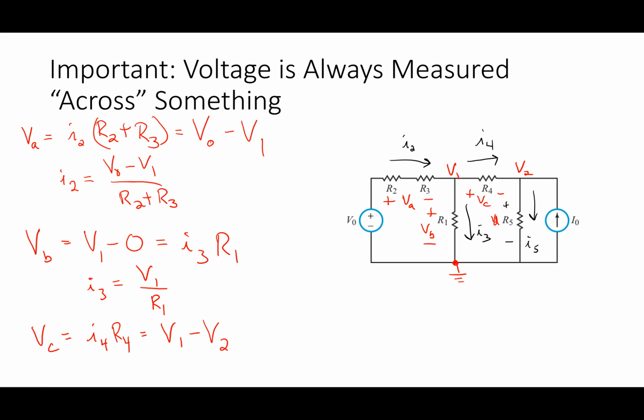Okay. All right. And then I chose some other, I had this guy VD, right? So VD is going to be I5 times R5. And in terms of the node voltages, what is that guy? V2 minus 0.